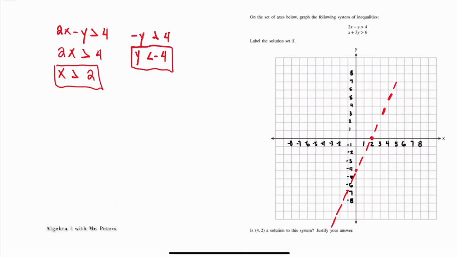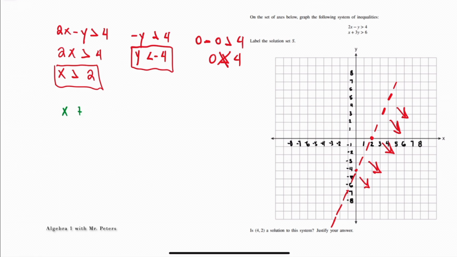Now, what I would tell you guys with determining which side to shade, let's just pick the point 0, 0. So when we plug that in, 2 times 0, 0, y is 0, and this is greater than 4. So is 0 greater than 4? No, this is not correct. So we're going to shade towards the side that does not have that point 0, 0. So this is why you see me putting these arrows on this side of the inequality. Now we're going to go back and do the same thing for the other inequality.